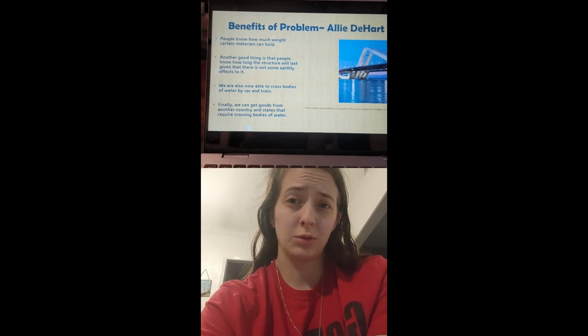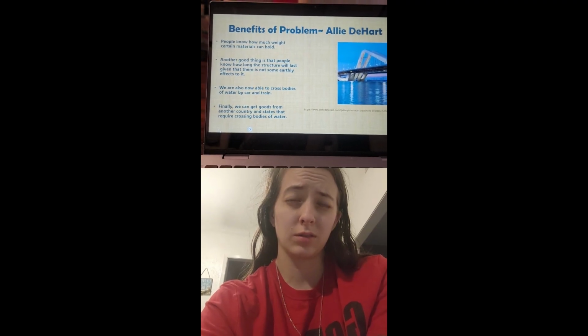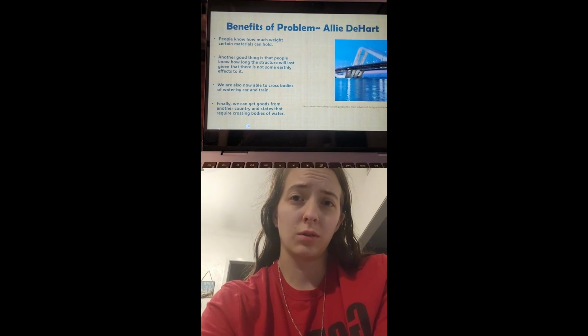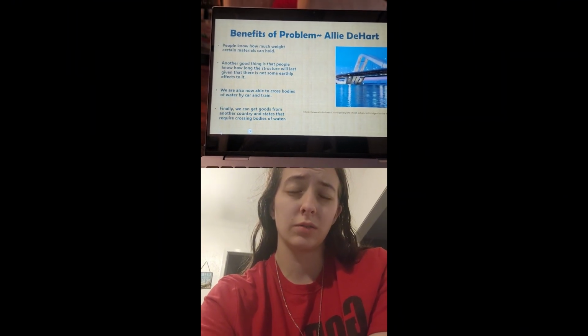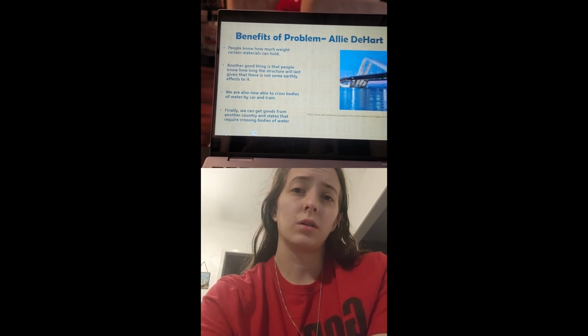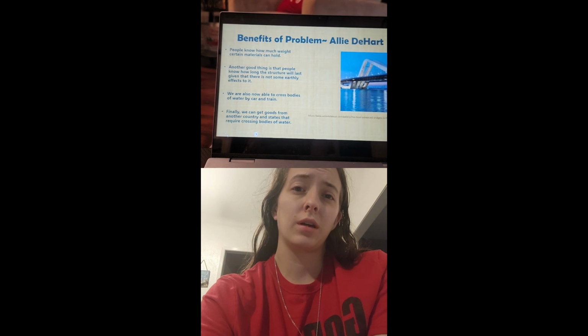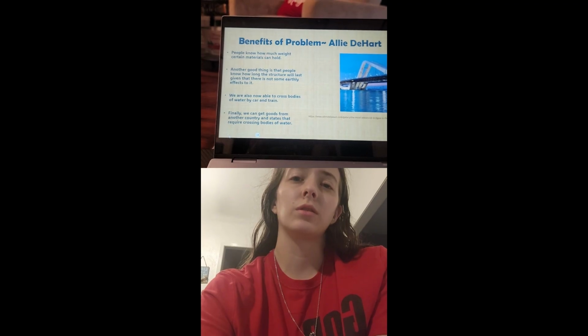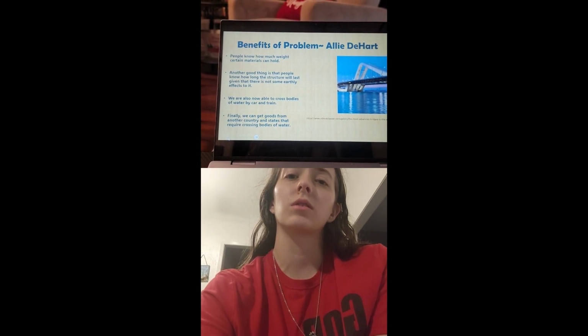People know how much weight certain materials can hold. Another good thing is that people know how long the structure will last, given that there are not some earthly effects to it. We are also now able to cross bodies of water by car and train. Finally, we can get goods from another country and states that require crossing bodies of water.